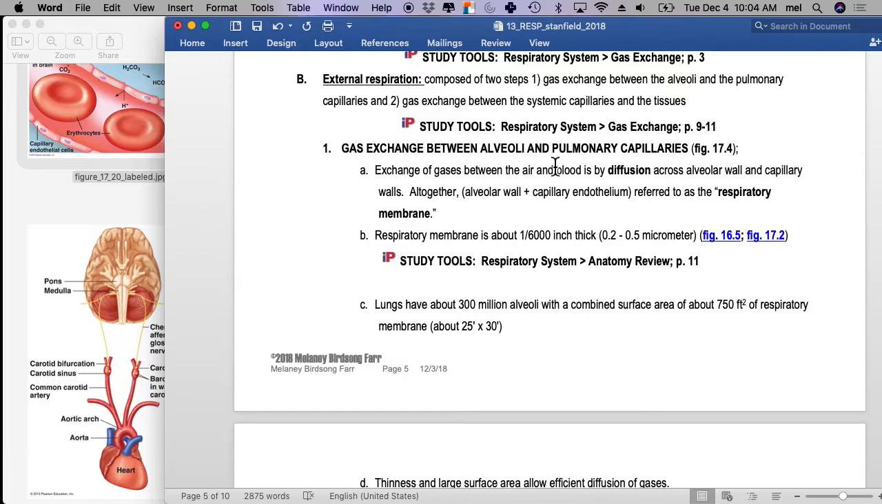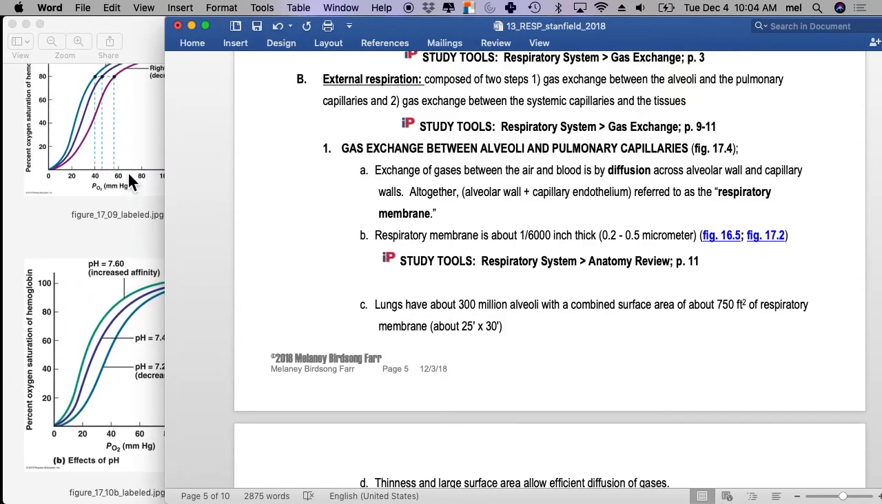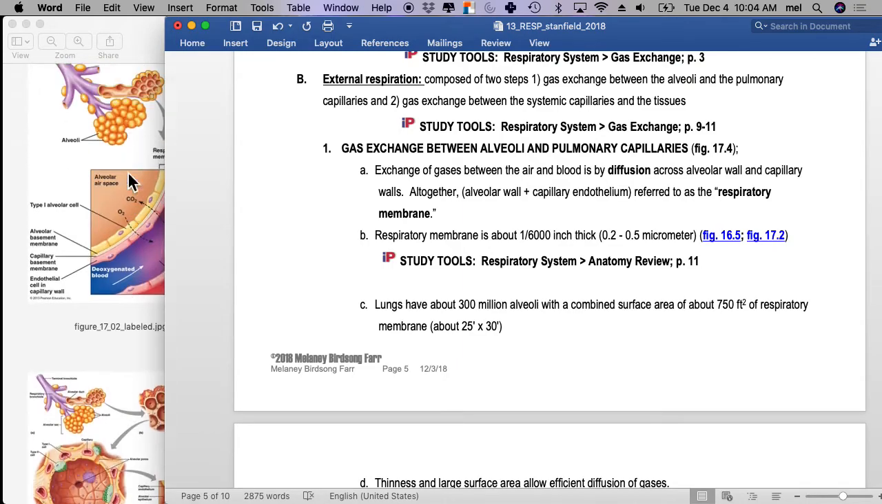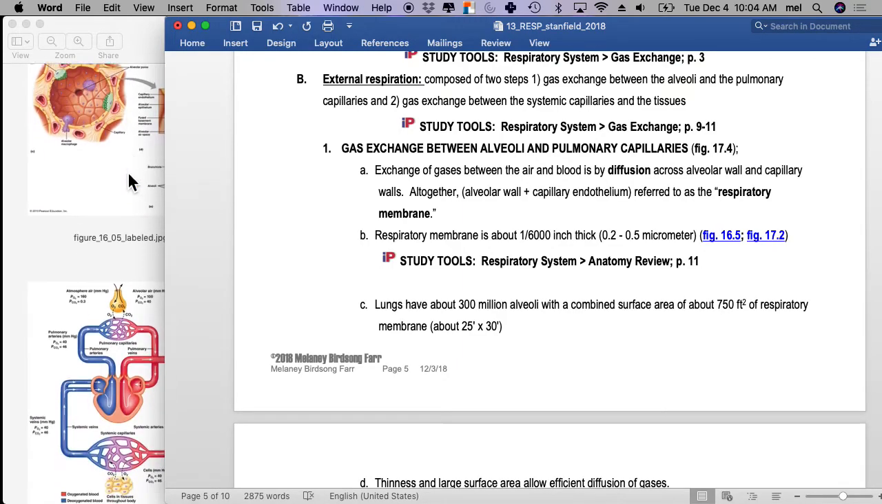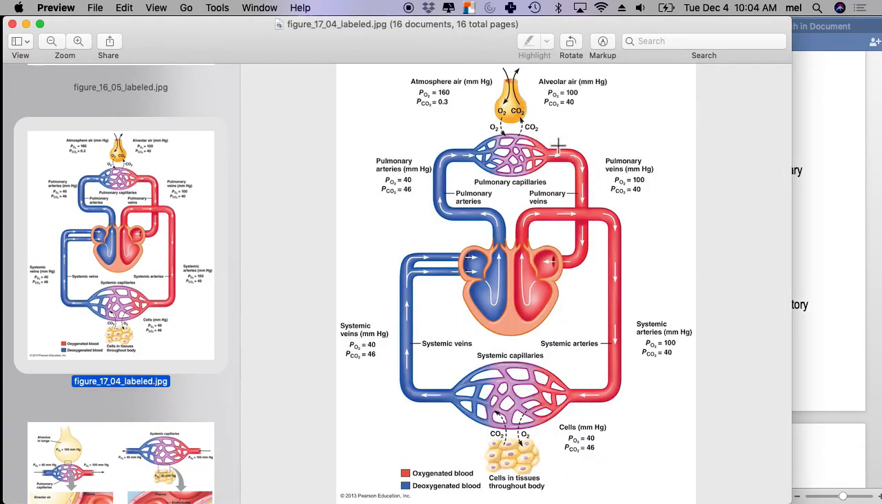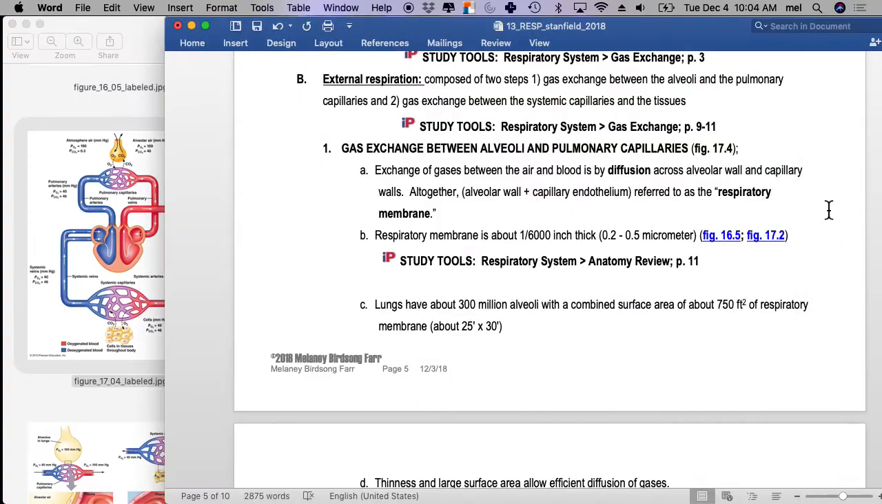So there are two different stages of external respiration. The first stage of external respiration is at the pulmonary capillary beds in the alveoli. Everybody okay with that? The gas exchange occurs first between the alveoli and the pulmonary capillary beds. We have talked about that before. So this is the respiration that occurs here. It's going to be exactly what you expect.